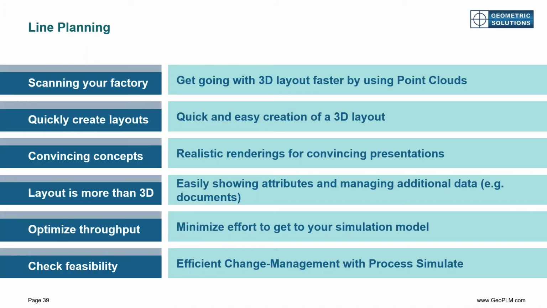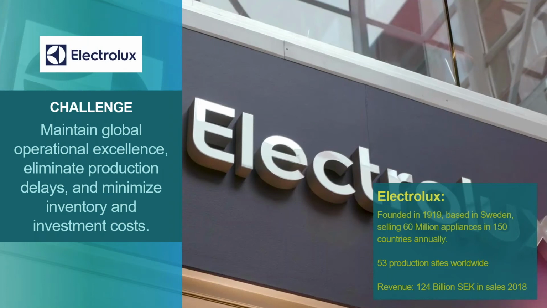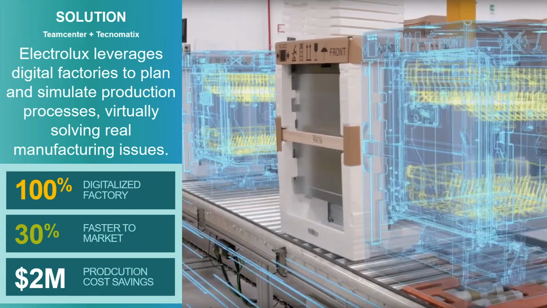So I'm going to talk about a couple of other items here, but first, Electrolux, a company that has a nice little case study. They've gone through and 100% digitized their factory, and they figure they can get products to market 30% faster, basically because they're using Line Designer and these simulation tools to make sure everything's working on the plant floor, and it solves manufacturing issues.